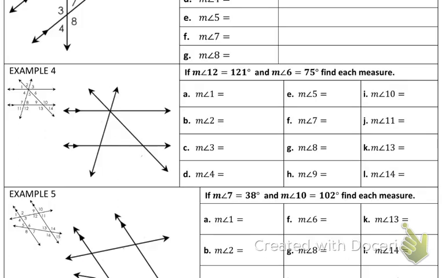Tom, I'm going to go through 4 with you guys. Now, remember, we only have 2 pairs of parallel lines. Those are my parallel lines. So when I write 12 being 102, or 121, sorry.